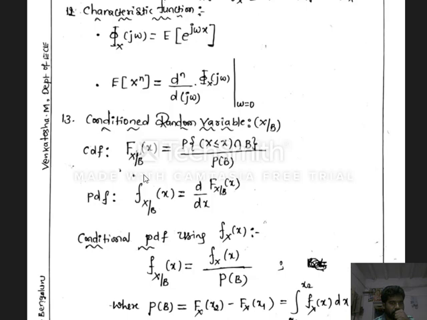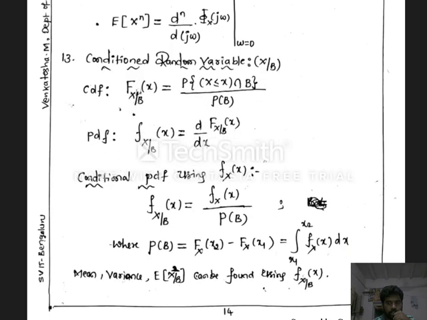We can determine the probability density function of the conditional random variable using the formula f x given b of x equal to the differentiation of the conditional random variable's cumulative distribution function. And for the expectation parameters, that is mean, variance as well as second order momentum, the same formulas are applicable for the conditional random variable also. The relationship holds good for the conditional random variable, that is, the second order momentum of the conditional random variable is also equal to the variance plus the mean square value of the conditional random variable.